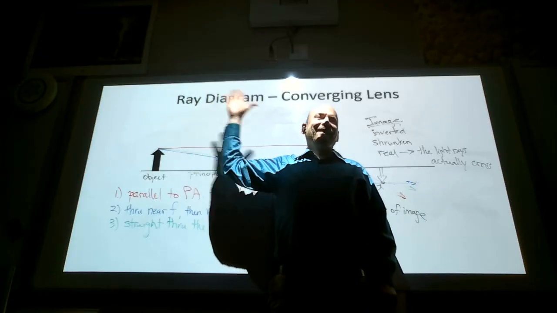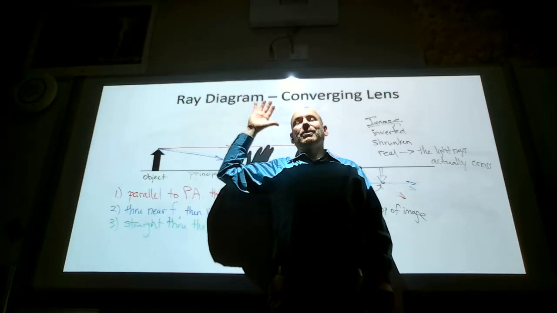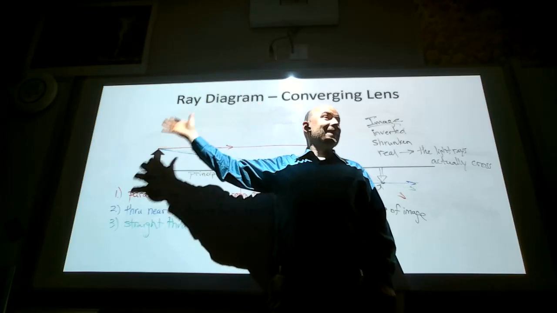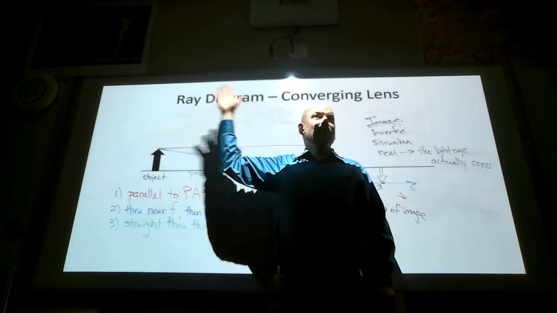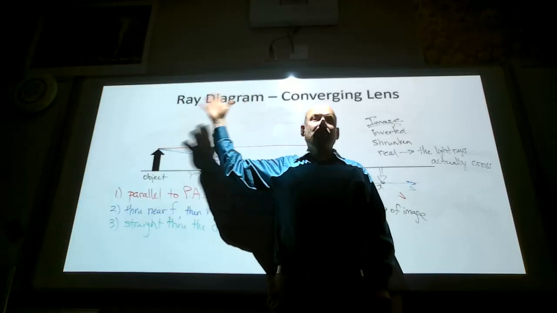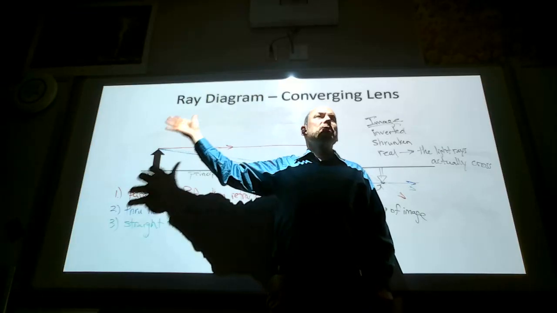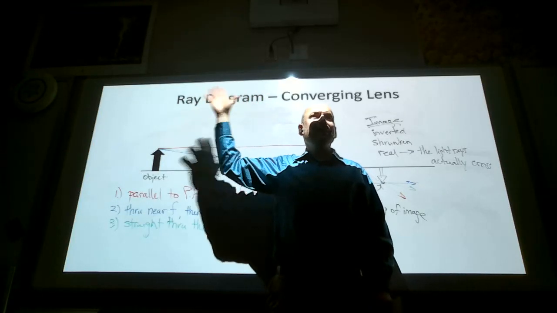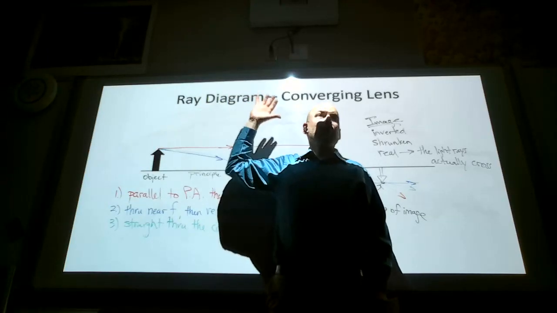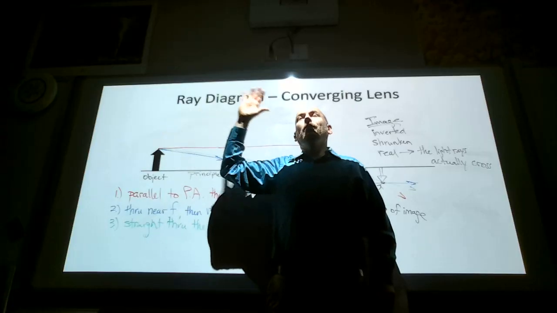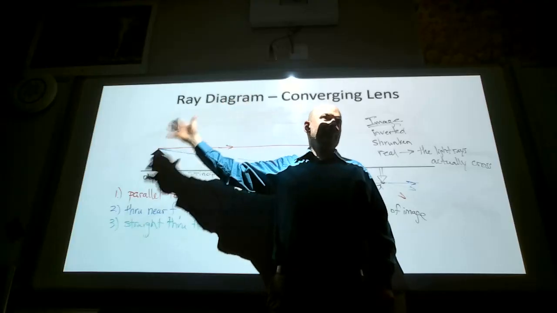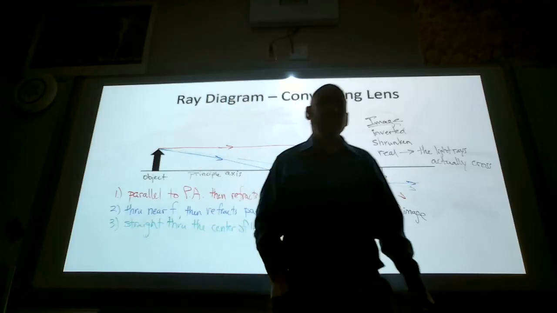So the image, you could describe that as, is it upright or inverted? Inverted. Is it shrunken or enlarged? Shrunken. The fact that you can project this onto a screen means that it is real. Okay, and we'll talk about what is the opposite of real momentarily. Okay, if you need help.